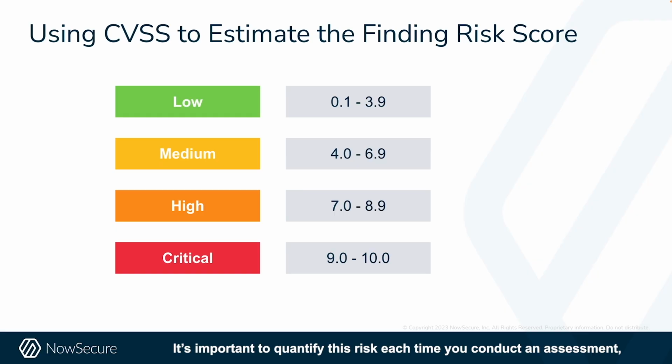It's important to quantify this risk each time you conduct an assessment, taking into account the specific app being tested. Every finding listed should be assigned a CVSS score. The CVSS score is a community-adopted way to quantify risk and apply a weight of severity to a specific vulnerability. Each vulnerability is assigned a risk category of low, medium, high, or critical, which is derived from a CVSS score.